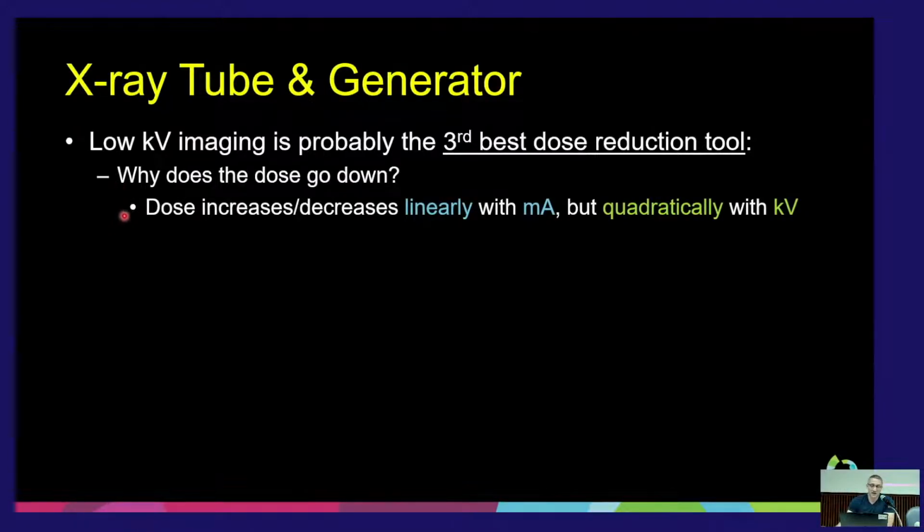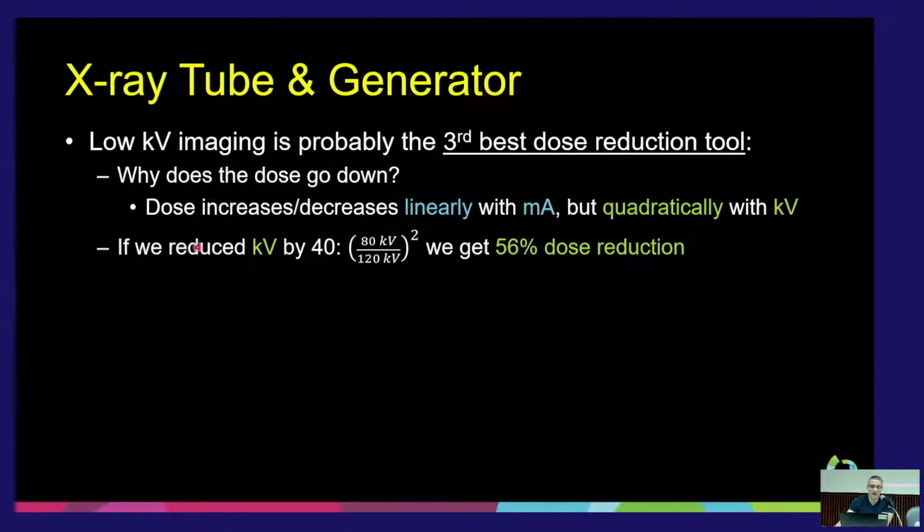So why is that? Well, we know that if we go from 120 to 80, as we reduce kV, dose will go down. We also know that dose will go down if we reduce mA, 300, 200, 100. But when we reduce mA, it reduces linearly. But when we reduce kV, dose will reduce quadratically. So what do I mean by that?